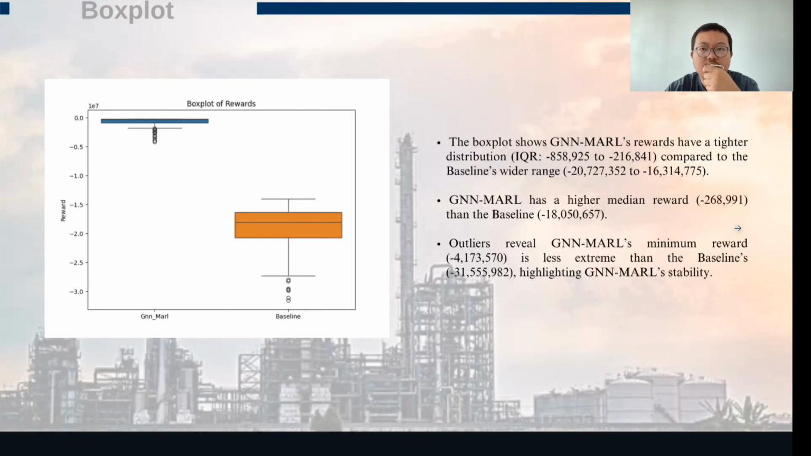This box plot shows GNN MARL's rewards have a tighter distribution as compared to the baseline's wider range. It has a higher median reward than the baseline, and the outliers reveal that its minimum reward is less extreme than the baseline's, highlighting the stability of the GNN MARL.